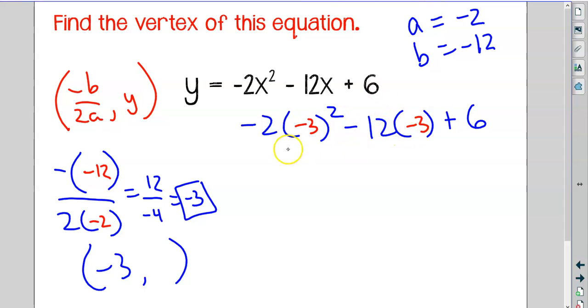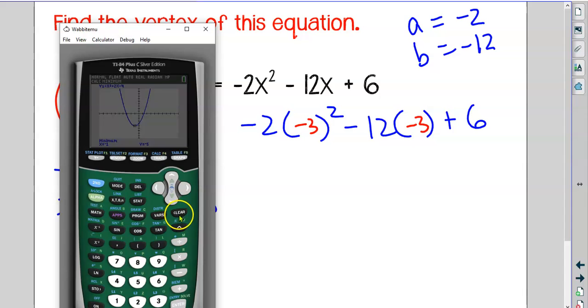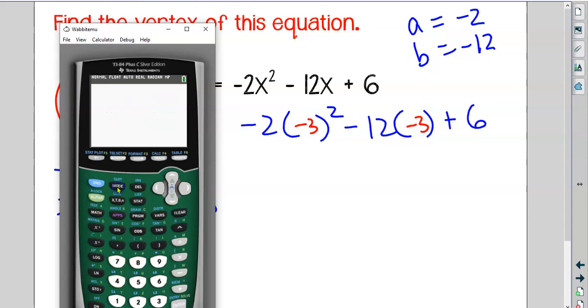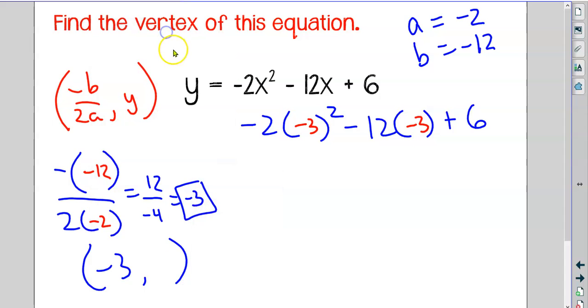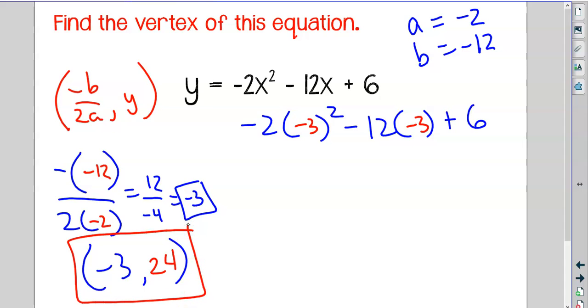Now this one's kind of long and there's no reason for me to do it in my head, so I'm going to pick up my calculator because that's a smart decision. And I'm simply going to enter this exact sentence with all of its parentheses and all of its powers and negative signs, and I'm going to get it correct because the calculator is going to compute it for me. Don't forget to use negative signs instead of subtraction signs when necessary. So it looks like my y value is going to be 24. -3, 24.